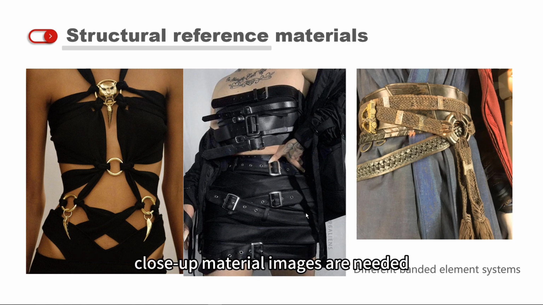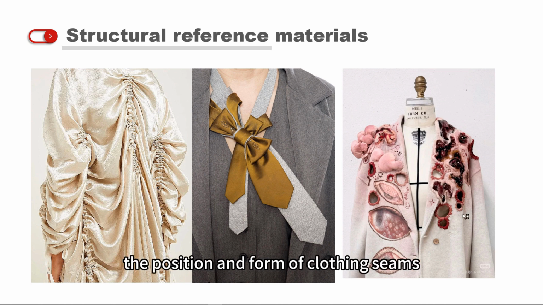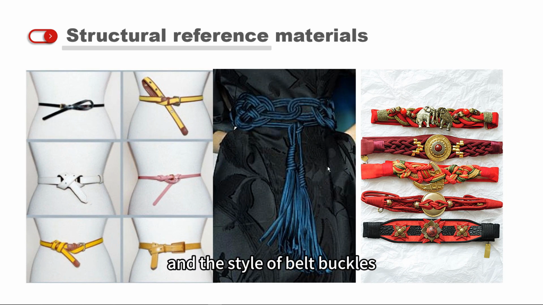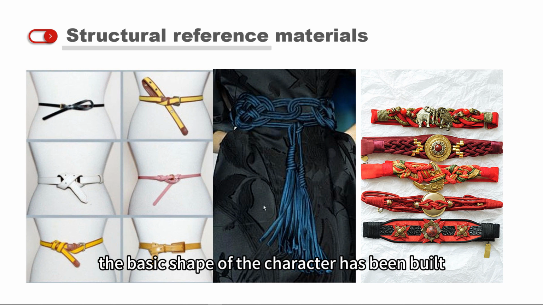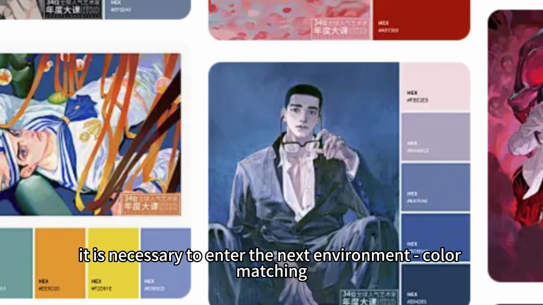At this time, close-up material images are needed, such as the direction of fabric folds, the position and form of clothing seams, the structure of buttons, and the style of belt buckles. With the previous parts, the basic shape of the character has been built. At this stage, it is necessary to enter the next step, color matching.